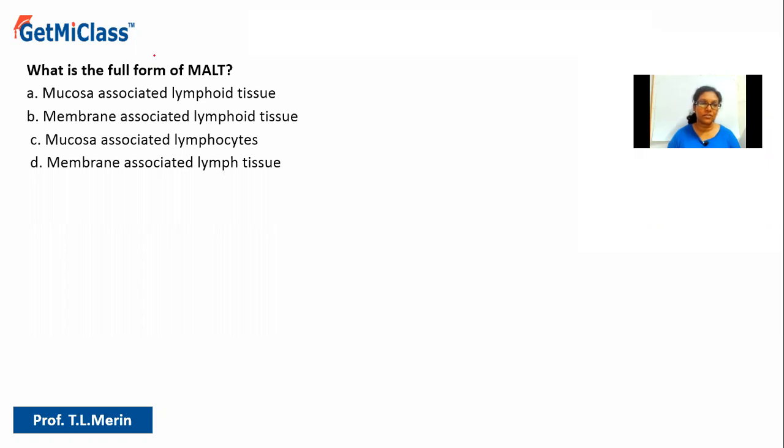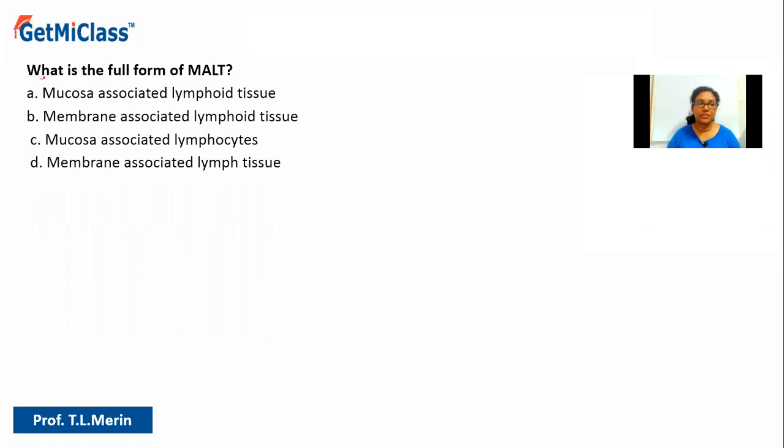So let's solve this question here. It says, what is the full form of MALT? That is MALT. Option A says mucosa associated lymphoid tissue. Option B says membrane associated lymphoid tissue. Option C says mucosa associated lymphocytes. Option D says membrane associated lymph tissue.